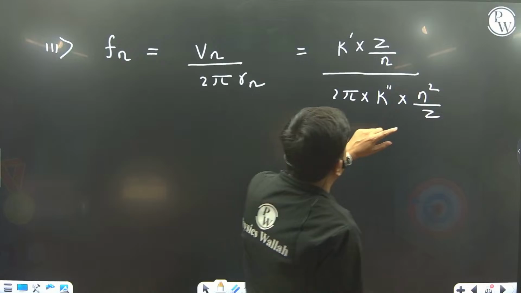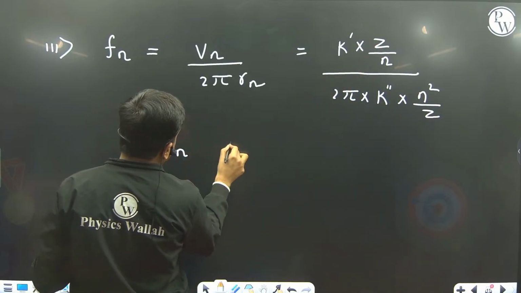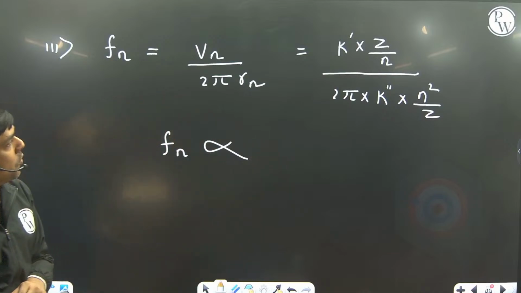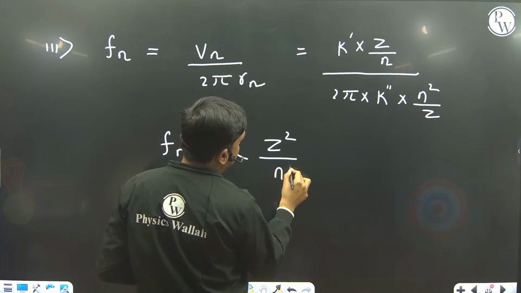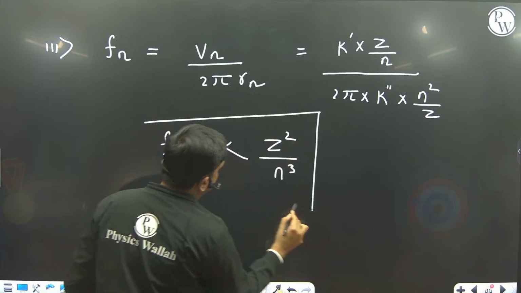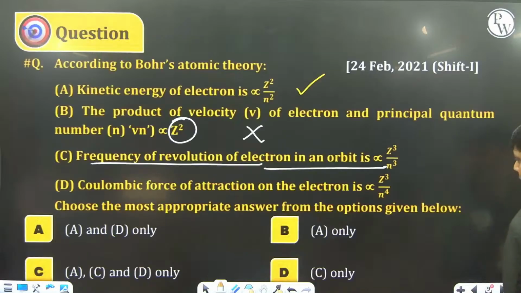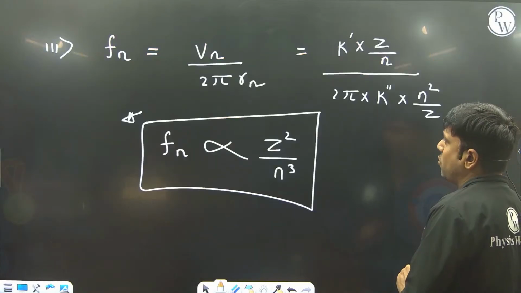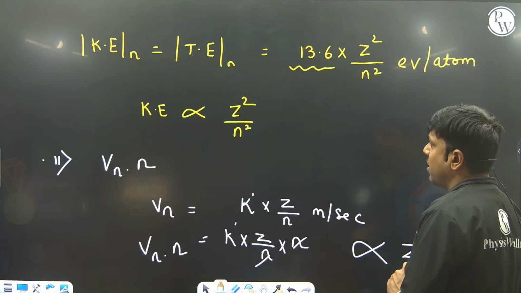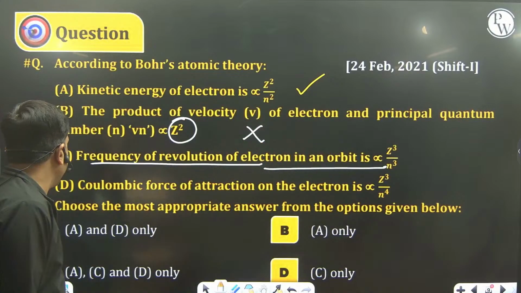Now this Z will go up. So the frequency of electron in nth orbit will be directly proportional to Z square upon n cube. A very important result, please do remember it. And here it's Z cube upon n cube, so option third is also wrong. Let's move ahead to option number 4.